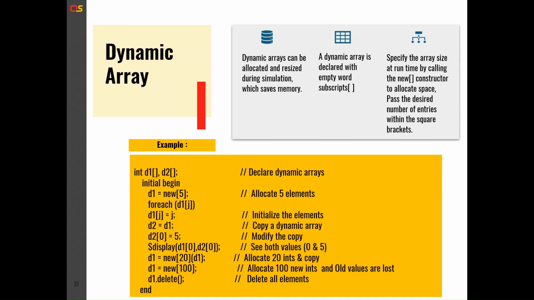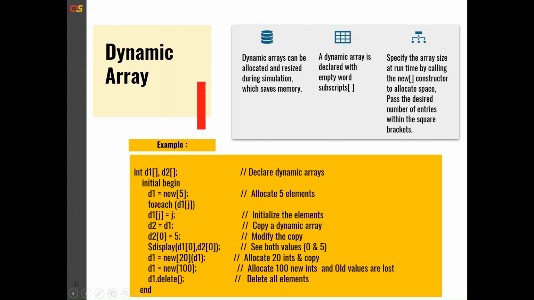So, how can we declare a dynamic array? A dynamic array is declared with empty square brackets. You can see in this example, we are given two variables d1 and d2, represented using empty square brackets. In a dynamic array, we use the new constructor for allocating the space for the array, and we can also resize the array by using the new constructor. So here you can see d1 equal to new of 5. This new constructor is used for allocating the array elements, and we are giving 5 elements.